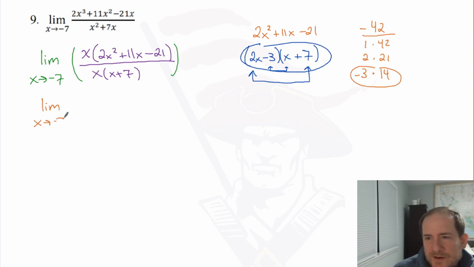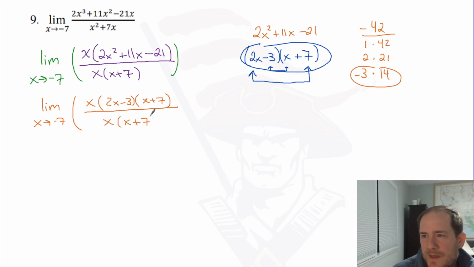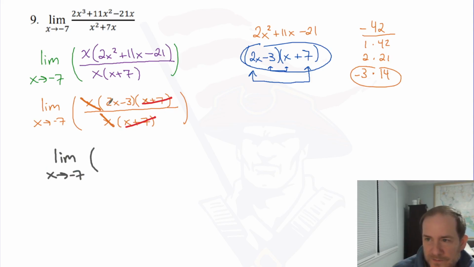As x approaches negative 7 of x times (2x minus 3) times (x plus 7), and this is all over x times (x plus 7). So it turns out we have 2 factors that cancel, because we've got the x plus 7 getting rid of the x plus 7. And now this isn't necessary, but we also have the x canceling out the x. So you may as well do it. And then all you have to do is evaluate the limit as x approaches negative 7 of 2x minus 3.